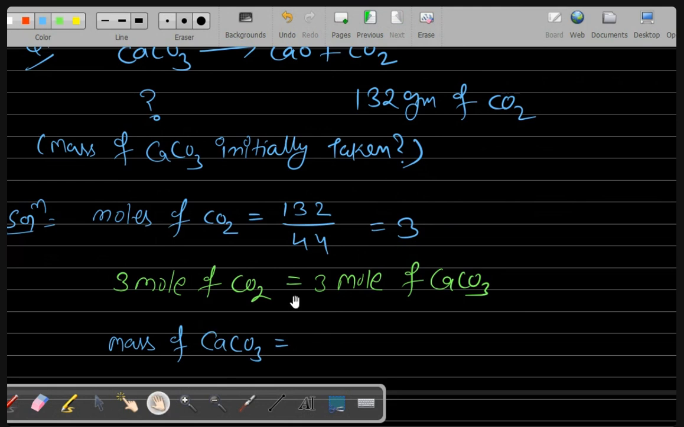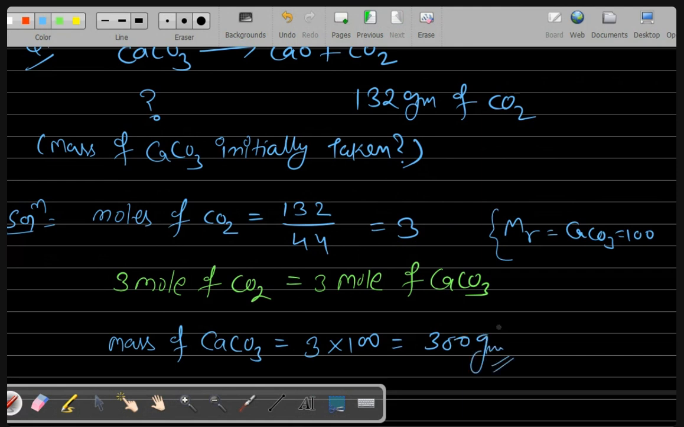Can we say like this? 3 moles of CO2 will be produced from 3 moles of calcium carbonate. Yes. So once we get the moles of calcium carbonate, the mass of calcium carbonate is 3 times 100, because the molecular mass of calcium carbonate is 100. So just multiply it by 100, 300 gram. That is our final answer.